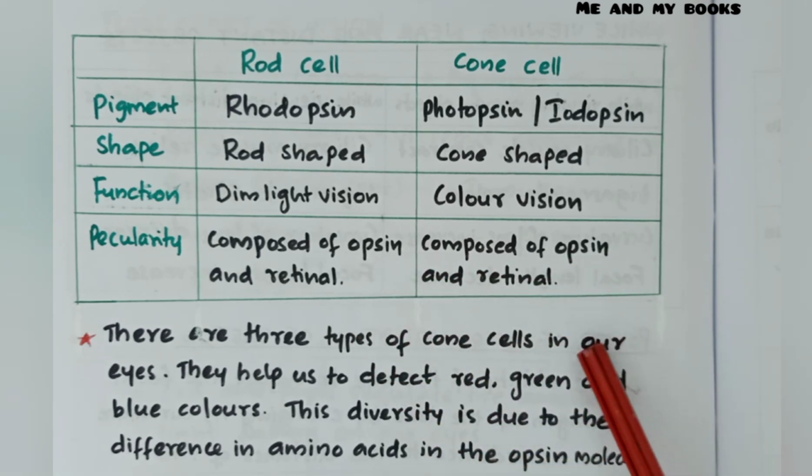That is, we can say there are three types of cone cells in our eyes. They help us to detect red, green and blue colors. This diversity is due to the difference in amino acid in opsin molecule. So we have three types of cone cell which help us to detect red, green and blue colors.